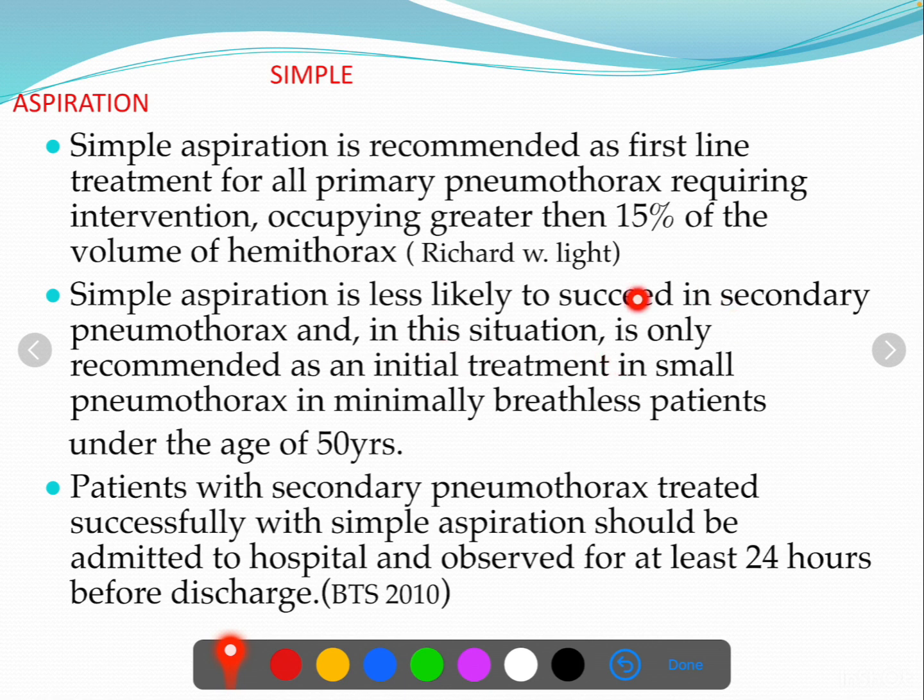And in this situation, it is only recommended as an initial treatment in a small pneumothorax in a minimally breathless patient under the age of 50 years. So if a secondary pneumothorax patient comes and the pneumothorax is very small, the patient is minimally breathless and the age is less than 50 years, then we can apply simple aspiration. Otherwise, there is no role of simple aspiration in secondary pneumothorax.